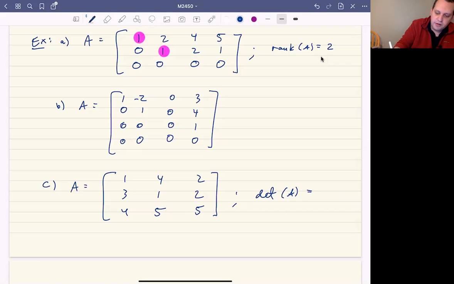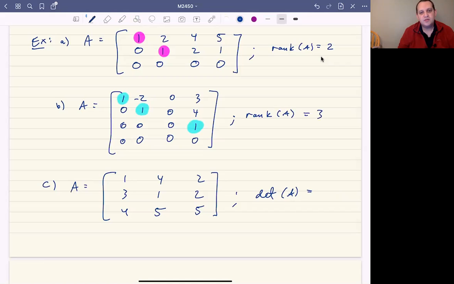Likewise, if we were to look at example B, we would have, let's see, 1, 2, 3 pivots, 3 leading ones. That means that the rank of B is going to be 3. Okay, so if you have a matrix that's in row echelon form, finding the rank is easy.